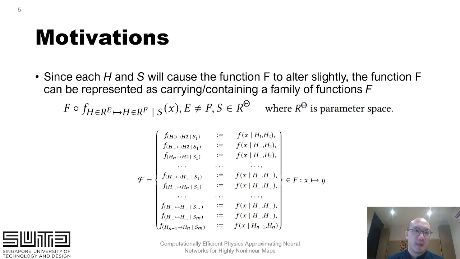Since each h and s will cause the function f to alter slightly, the function f can be represented as carrying or containing a family of functions, curly F at the bottom. And in this curly F function family, we have a bunch of functions that map one hidden variable to another hidden variable under the condition of one of the hidden parameters.